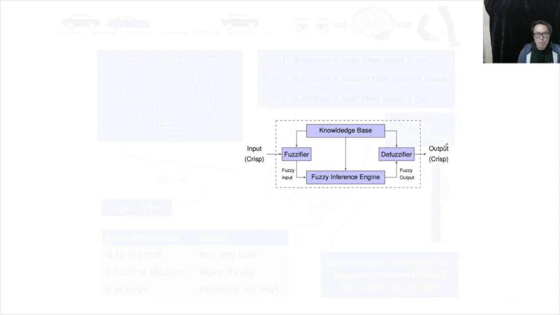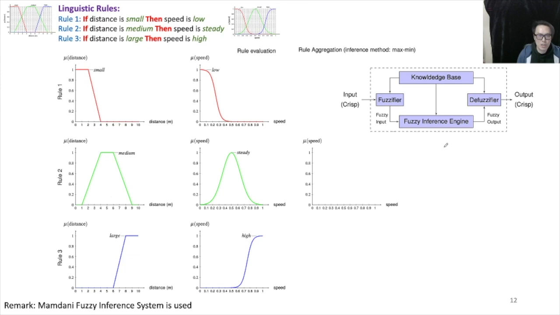Okay, so how do we implement that? This diagram can help you to understand better about the details. Consider the same problem, that is we have three rules. Remember that we have these three membership functions for distance: small, medium, and large. That is the membership function for low, steady, and high.